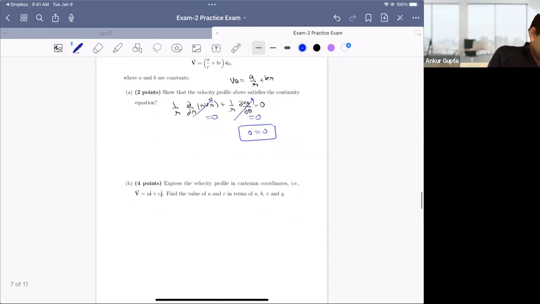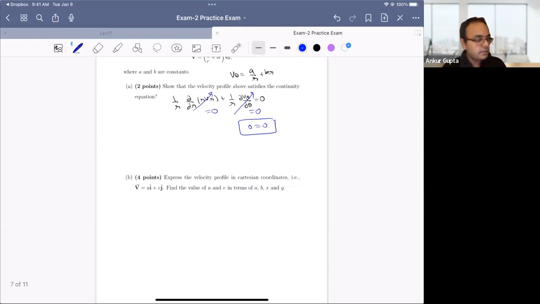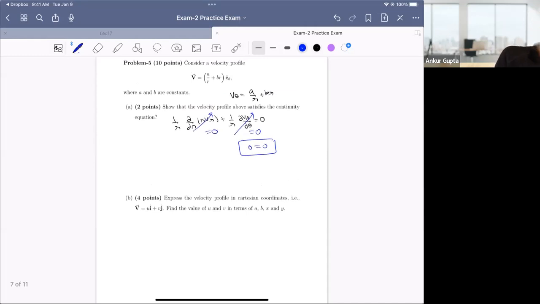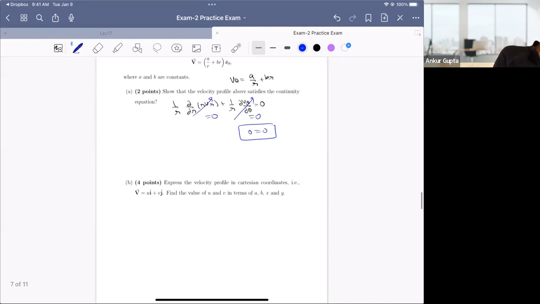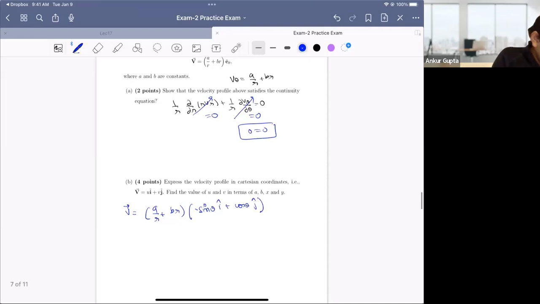Okay. So the second question now says express the velocity in Cartesian coordinates. That is, v vector is equal to u i hat plus v j hat. So v vector essentially is (a by r plus br) into e theta hat. So first I'll convert e theta hat into sine theta and cos theta, and then I'll go from there. So e theta hat is minus sine theta i hat plus cos theta j hat, right? So let's go from there.